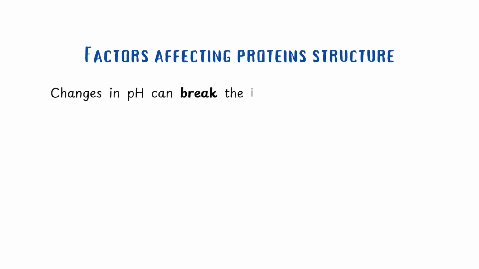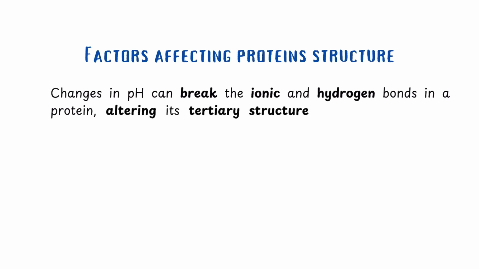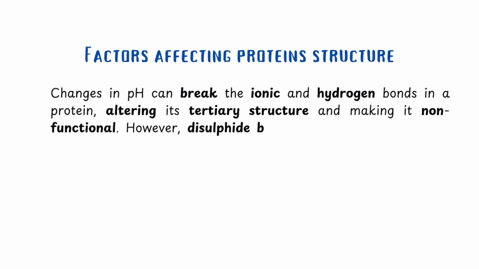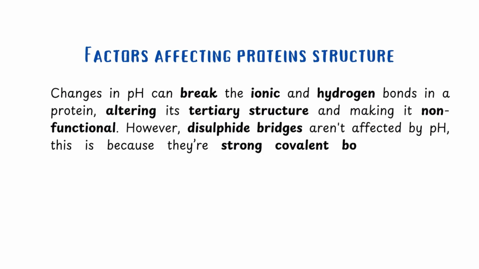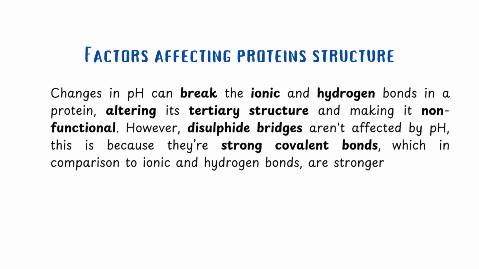Changes in pH can break the ionic and hydrogen bonds in a protein, altering its tertiary structure and making it non-functional. However, disulfide bridges aren't affected by pH. This is because they're strong covalent bonds, which in comparison to ionic and hydrogen bonds, are stronger and much harder to break.